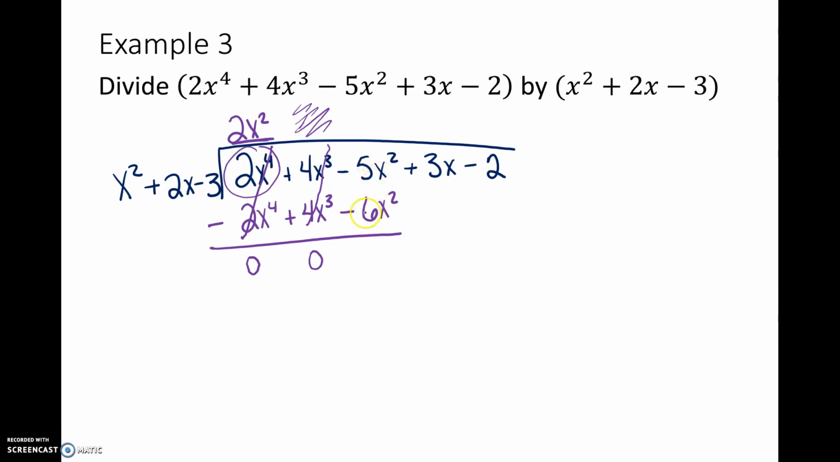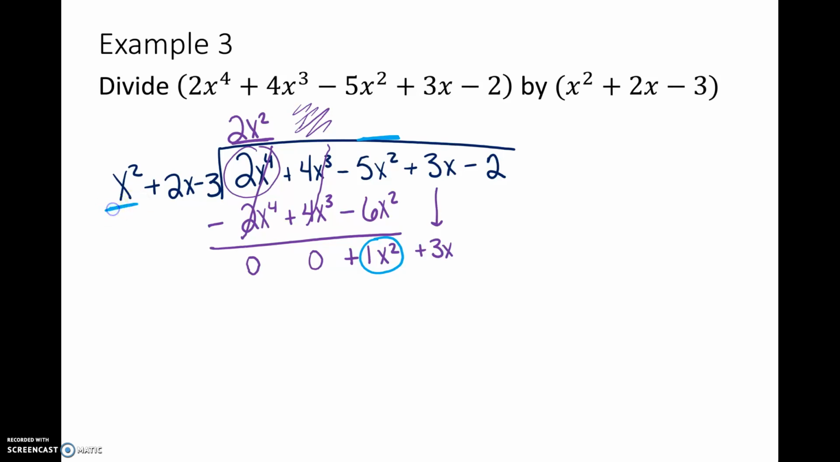Negative 5x squared minus 6x squared. Negative 5 minus a negative 6, that would be positive 1x squared. Bring your next term down. And let's start our second cycle. Because we are trying to get 1x squared, we're trying to fill in the blank that is directly above that. So see how we've skipped over the second column.